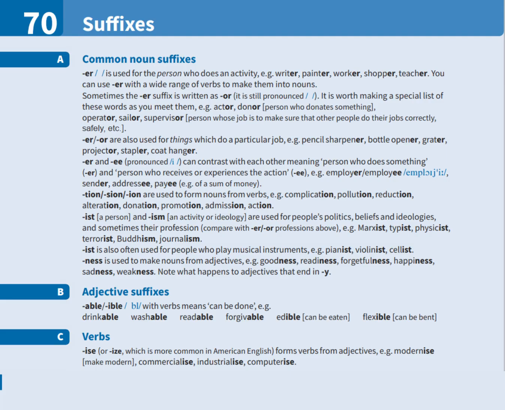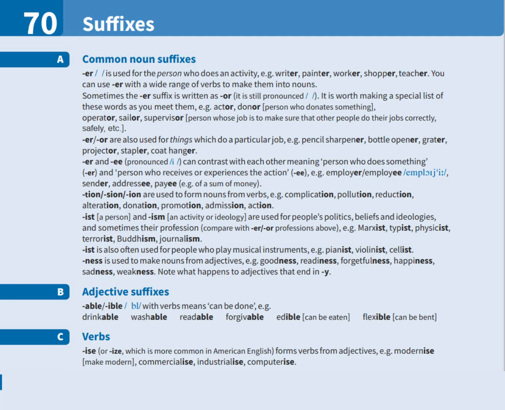Forming nouns with -tion, -sion, and -ion. The suffixes -tion, -sion, and -ion are frequently used to form nouns from verbs. Examples include complication, pollution, reduction, alteration, donation, promotion, admission, and action. These nouns usually refer to an activity, process, event, or result connected with the original verb.